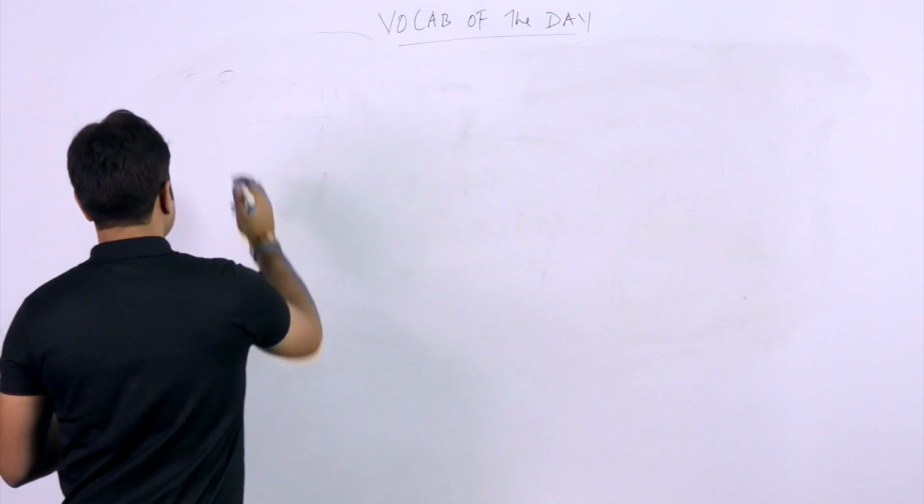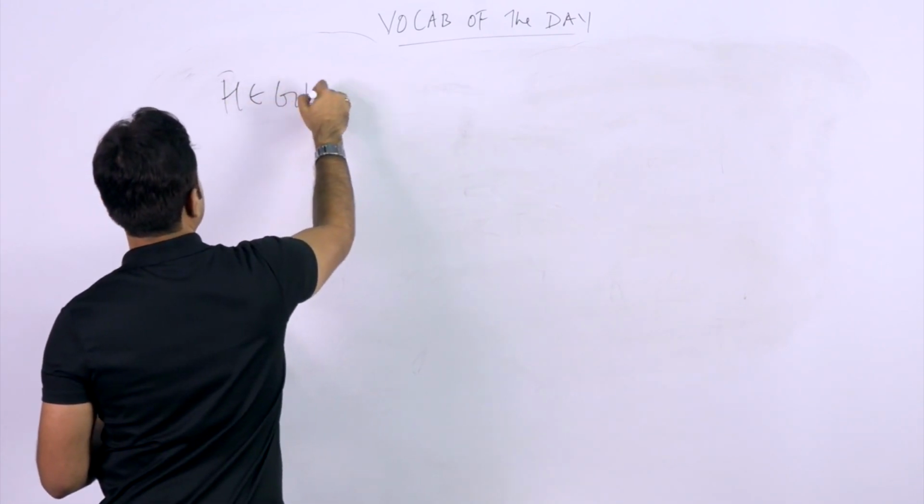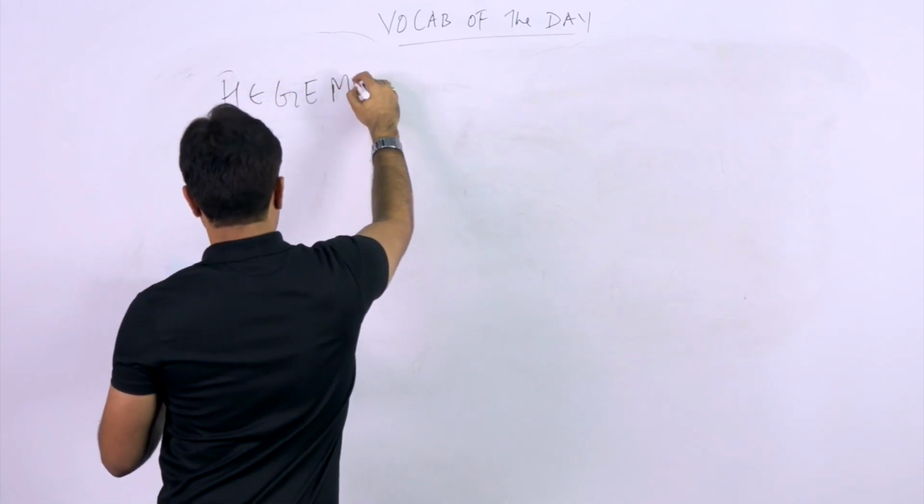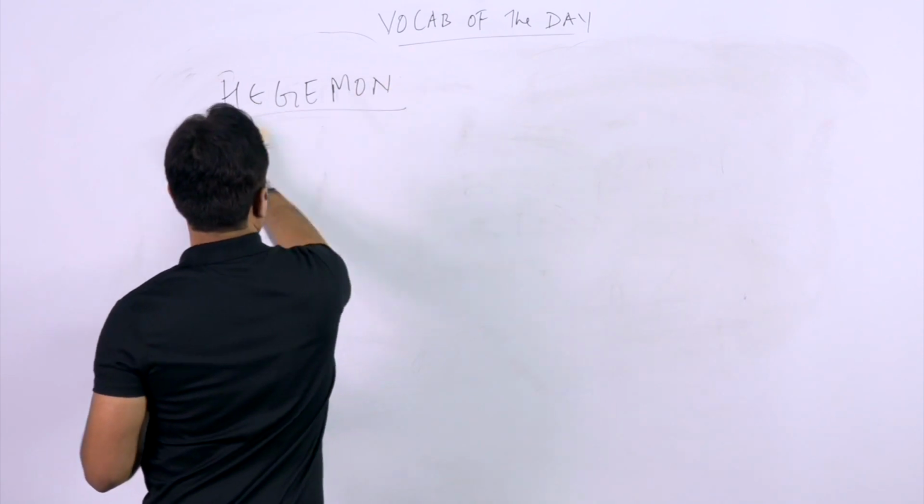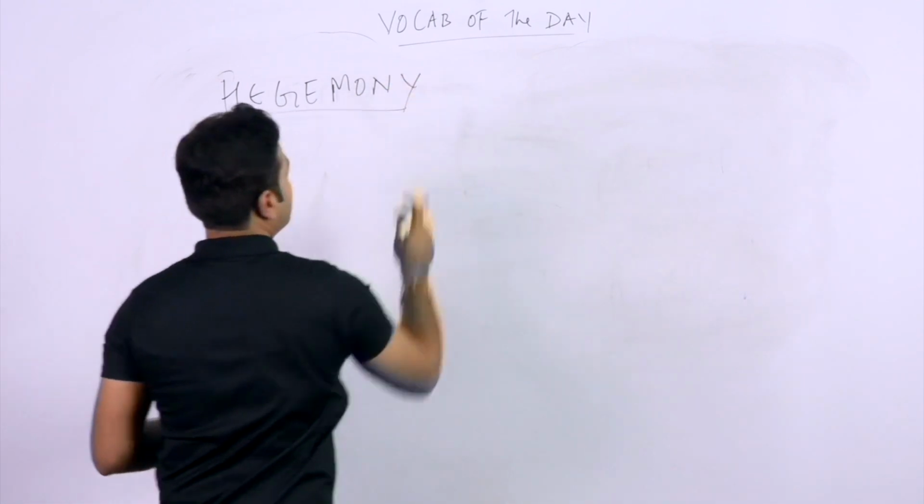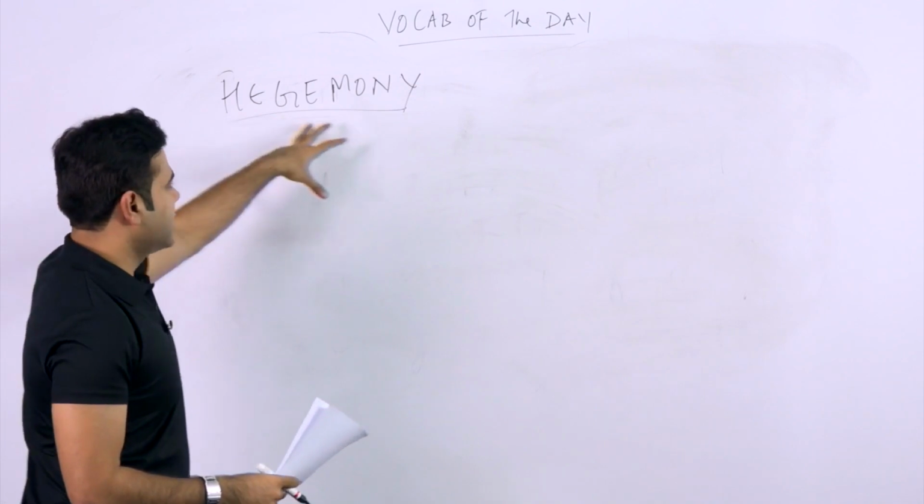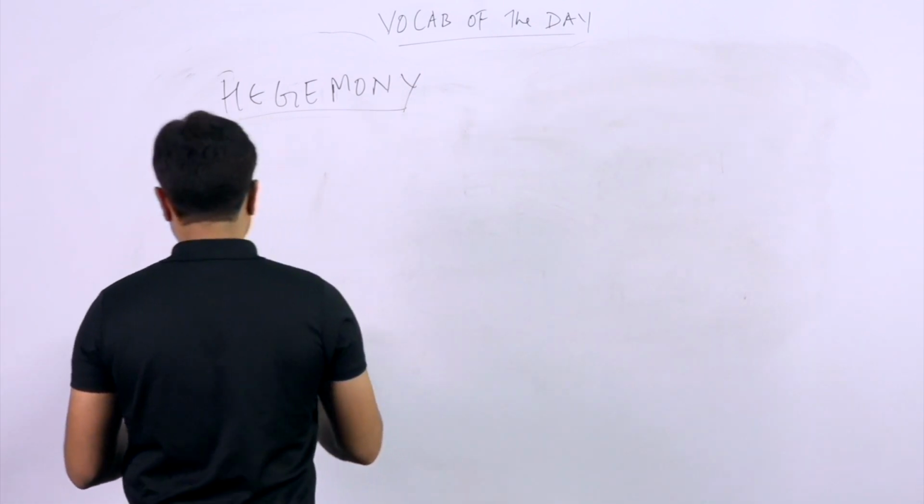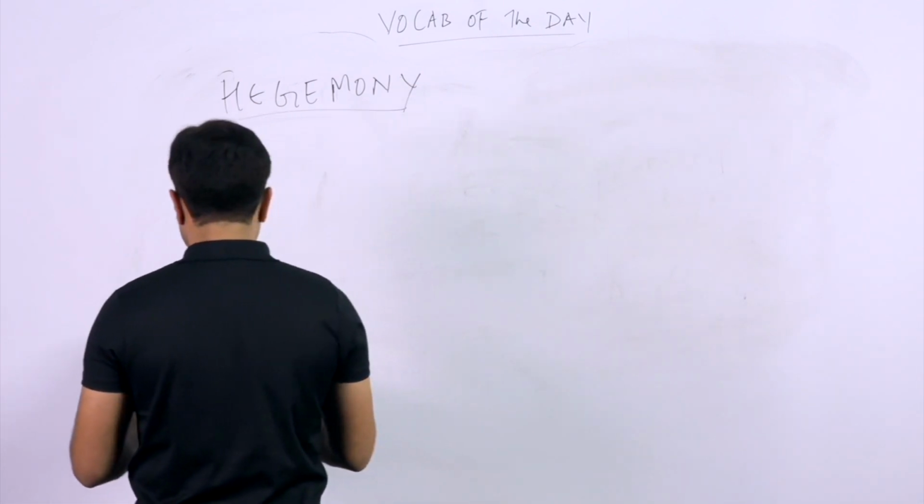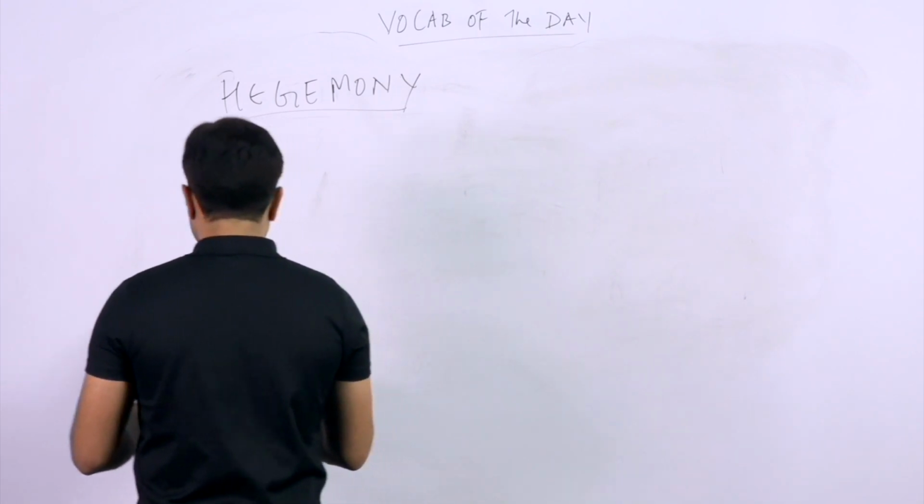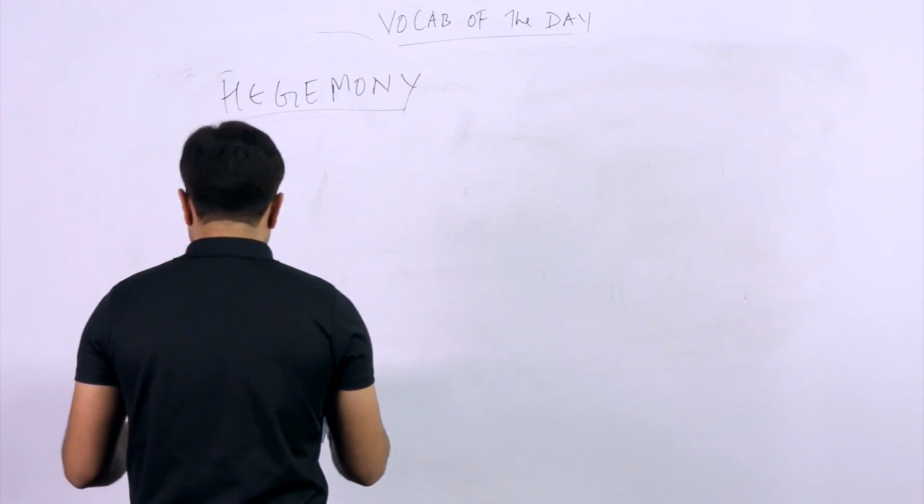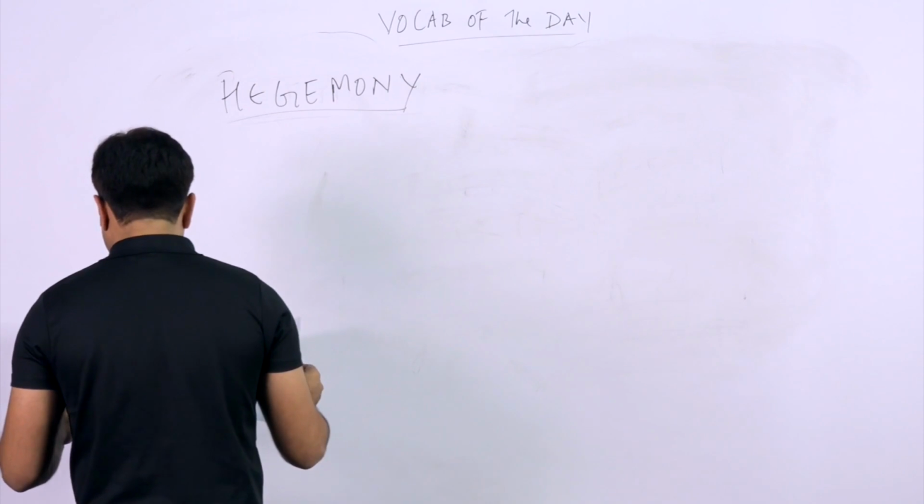Now let's talk about the next word. The next word is hegemon, hegemon or hegemony. You can also use the word with a Y, it's hegemon or hegemony, fine. The word hegemony is a simple word. Now let me tell you, students, it's a very simple word indeed.